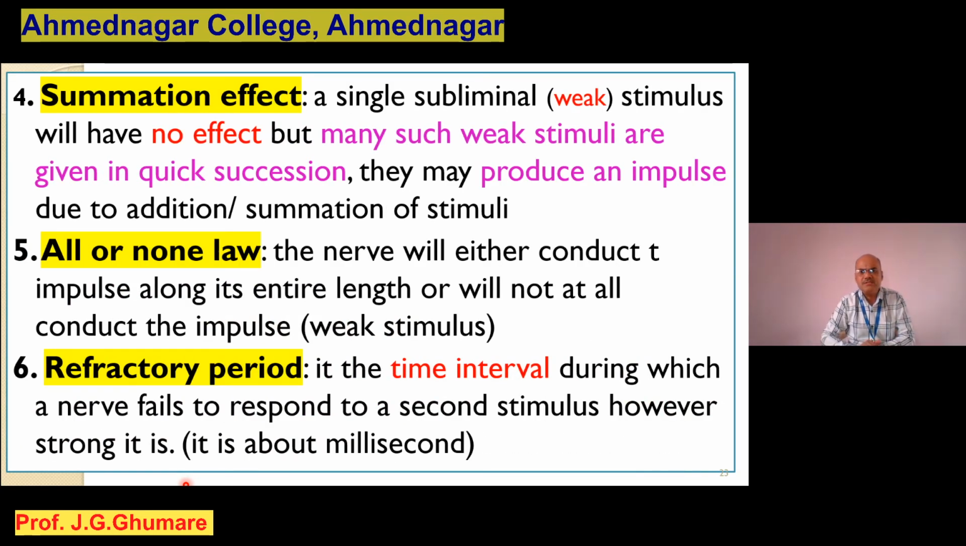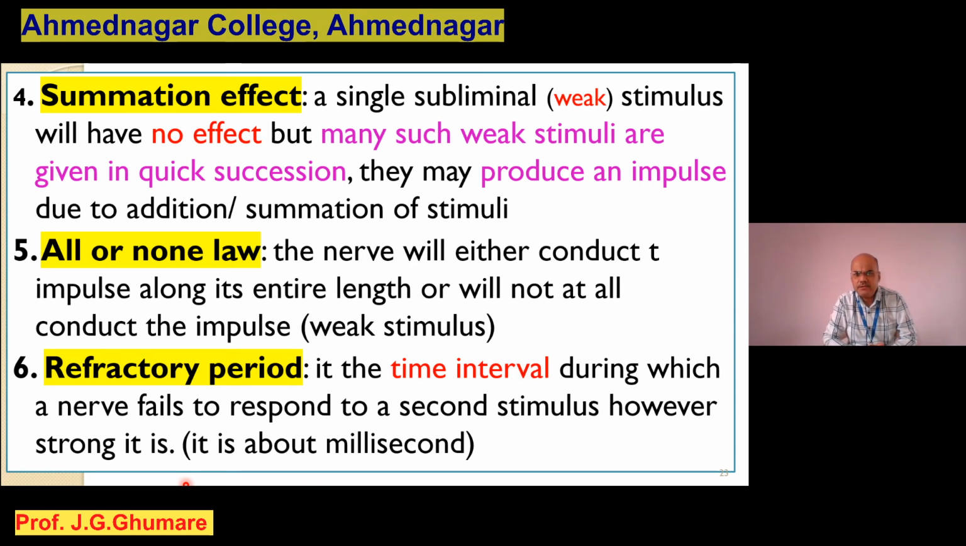Okay, next property is called summation. A single subliminal or weak stimulus might not produce any effect in the body, but many such weak stimuli, if they are produced in quick succession, are able to produce the impulse, remember. So if someone knocks a pen on the bench one or two times, this is a weak stimulus. We might not get irritated. But if someone keeps on doing it again and again, that will produce a stimulus in quick succession, and that will produce the impulse. So the summation effect is the effect of quick succession of weak stimuli that produces addition or summation of stimuli.